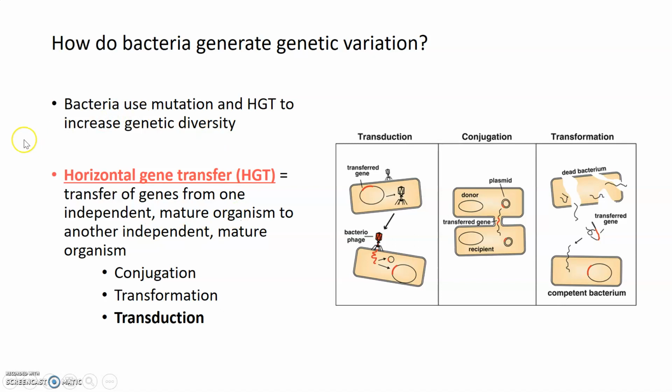And so, as we talked about in the previous two lectures, bacteria need to use several different mechanisms to generate genetic variation because they can't do so through sexual reproduction. And so bacteria have used mutations as well as horizontal gene transfer to increase their genetic variation or genetic diversity. And we have talked a bit about conjugation and transformation, which are two types of horizontal gene transfer. And today we're going to focus on transduction, which is the third.